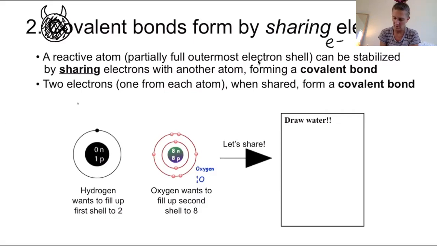So if we look here at this hydrogen atom, it has one proton, meaning it has one electron. How many electrons can fill that inner shell? It wants another one. So it's missing one. If we look at oxygen here, it has 8 protons and 8 electrons, 2 in the inner shell, 6 on the outer shell, meaning it can have 2 other electrons, right?